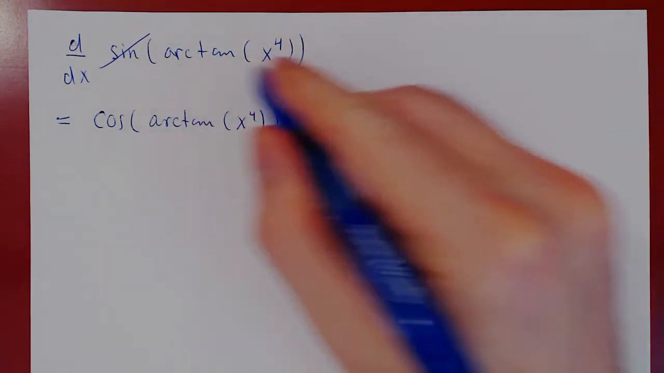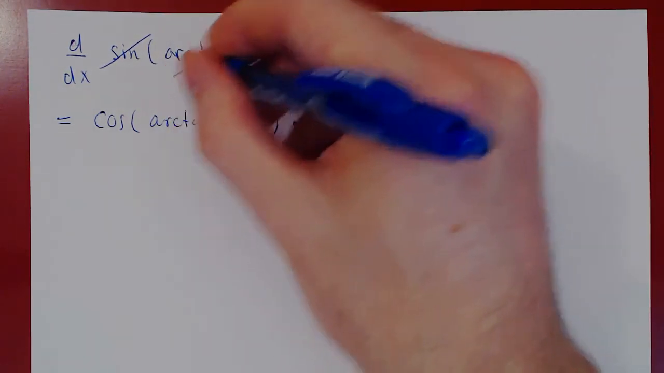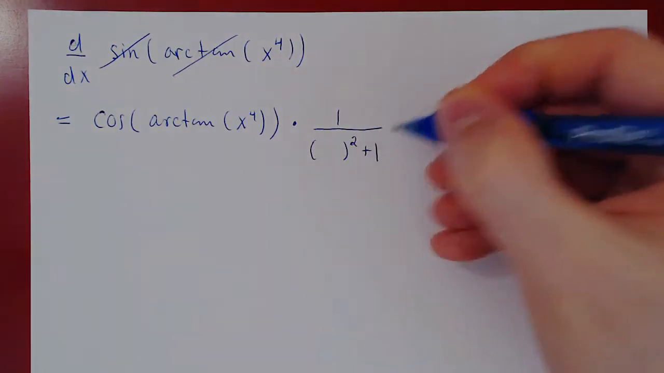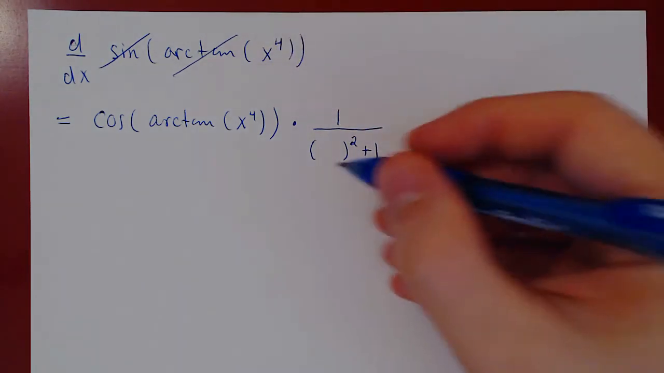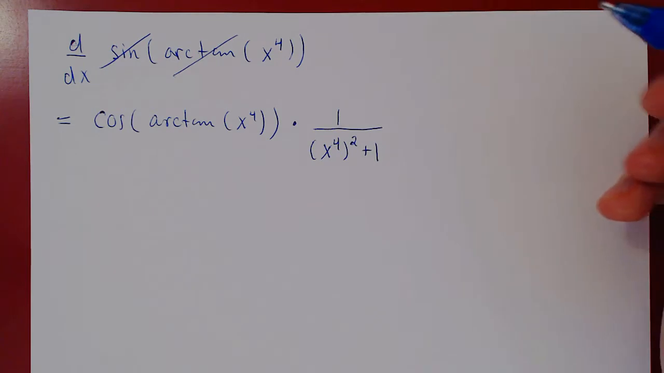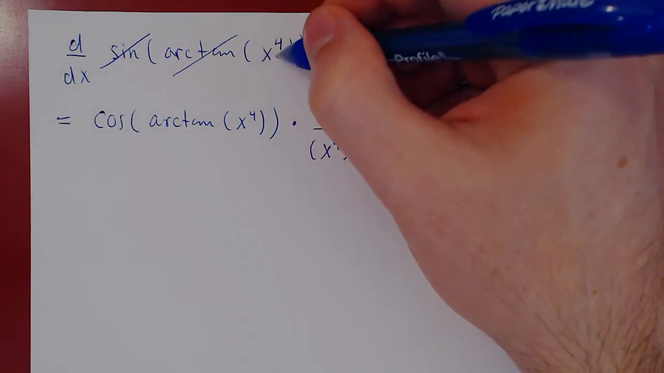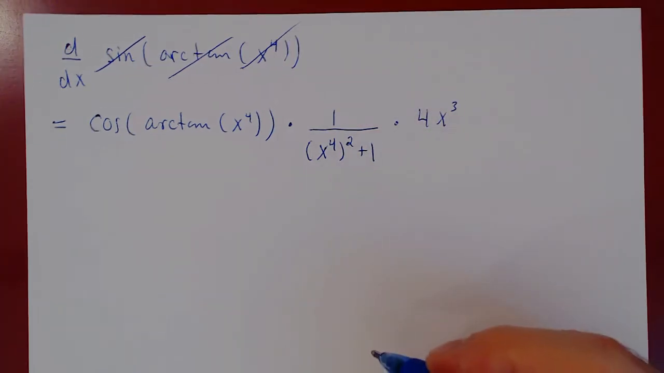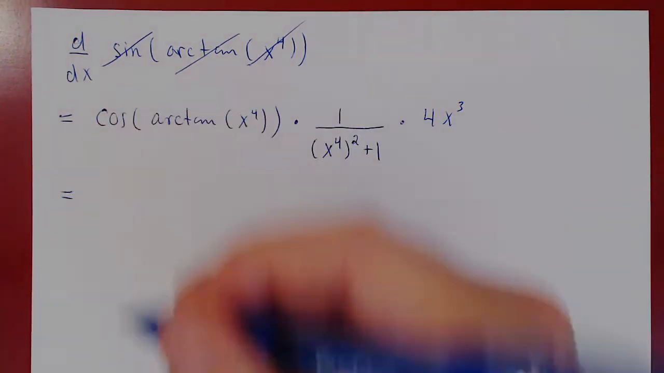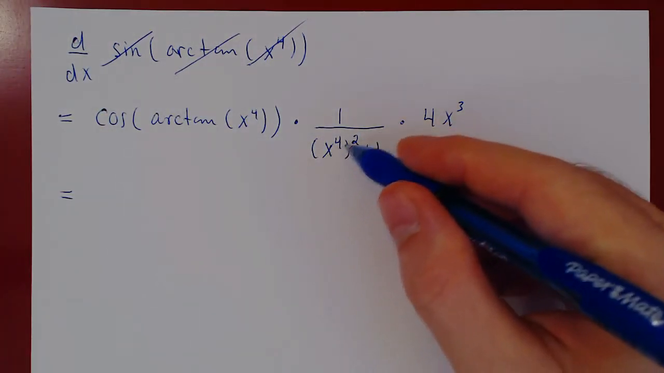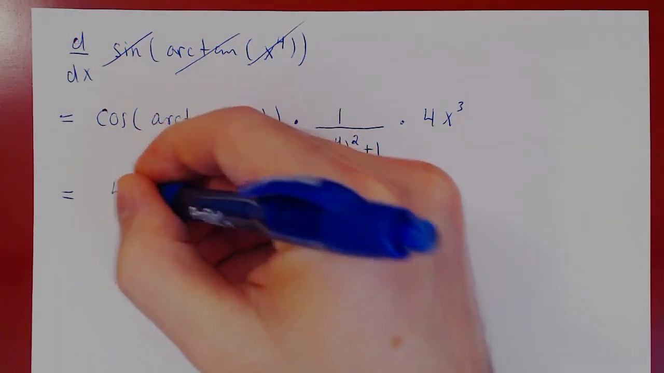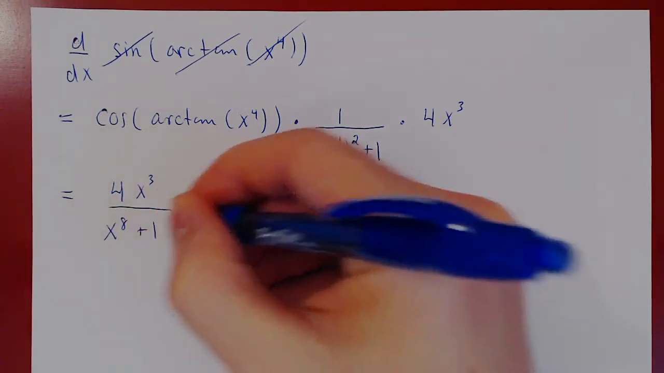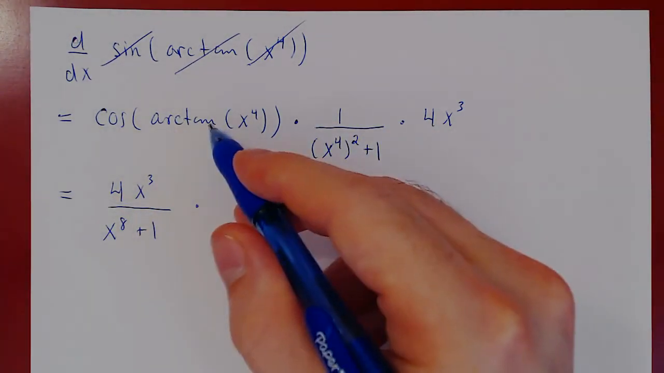times the derivative of what's left over. The outside function is arctangent. The derivative of arctangent is 1 over the argument squared plus 1. The argument here is x to the 4. So there you go. Times the derivative of what's left over, x to the 4. The derivative of that is 4x cubed. So let's now rewrite this. We'll have 4x cubed over x to the 8 plus 1 times the cosine of the arctangent of x to the 4.